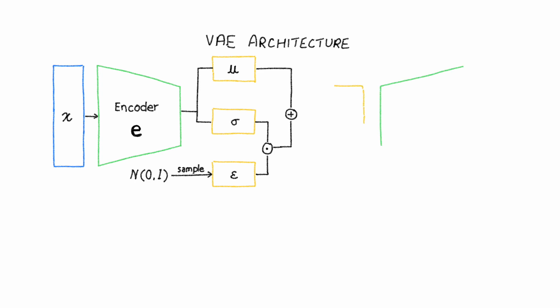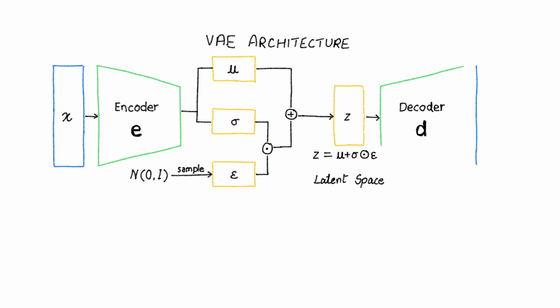The encoder maps input data to a latent space representation. The latent space is a lower dimensional space where data is represented as a probability distribution. The decoder generates output data from the latent space representation.